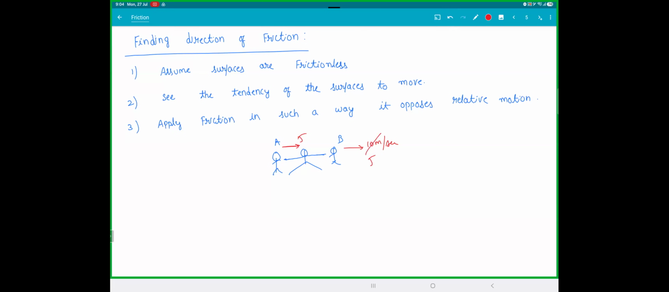These are the three things I can do, isn't it? I can stop B, or I can forget about B and make A go with 10, or I can decrease the speed of B and increase the speed of A. Is that making sense? So these are the three ways I can keep A and B together. Is that making sense?